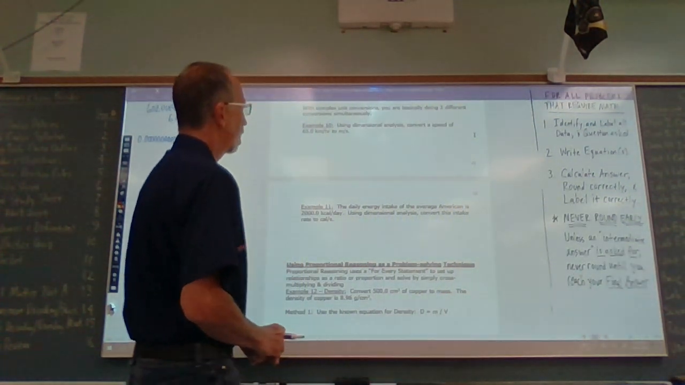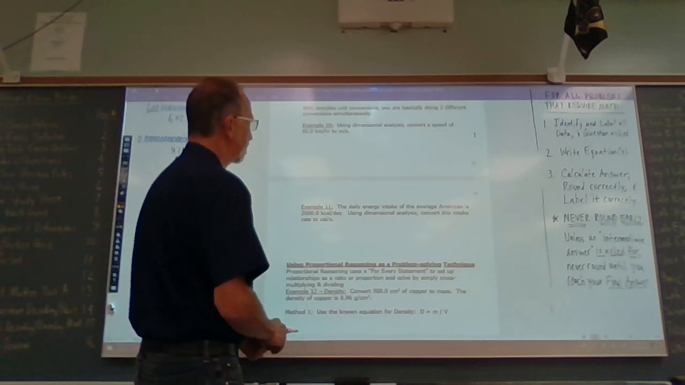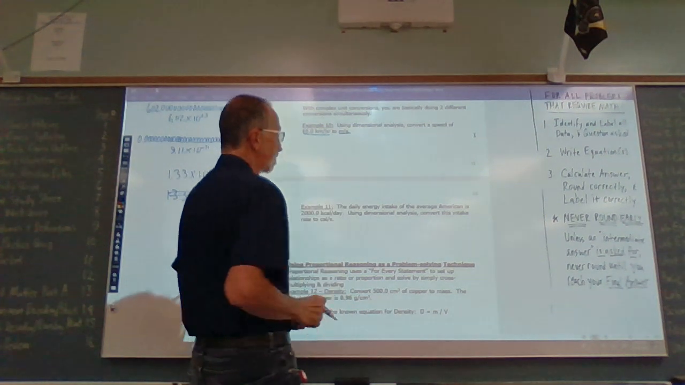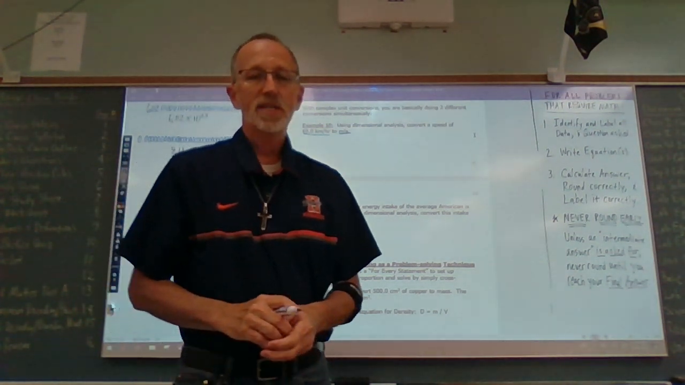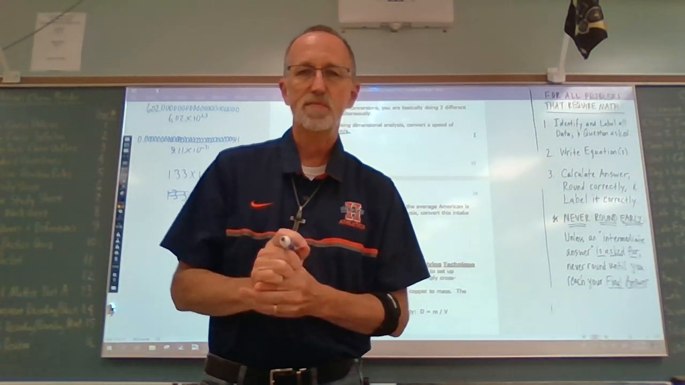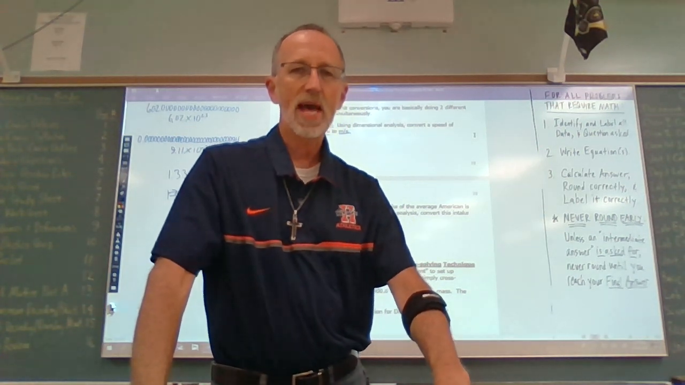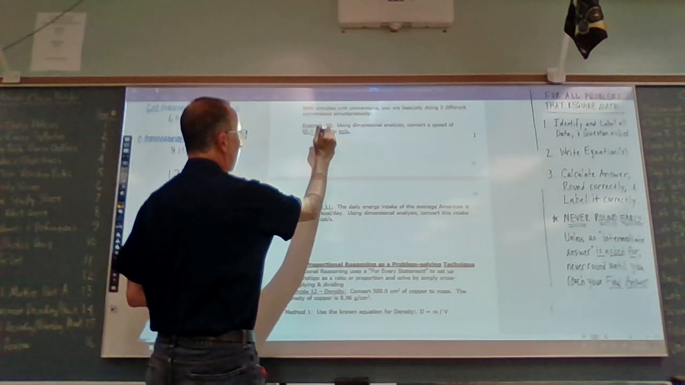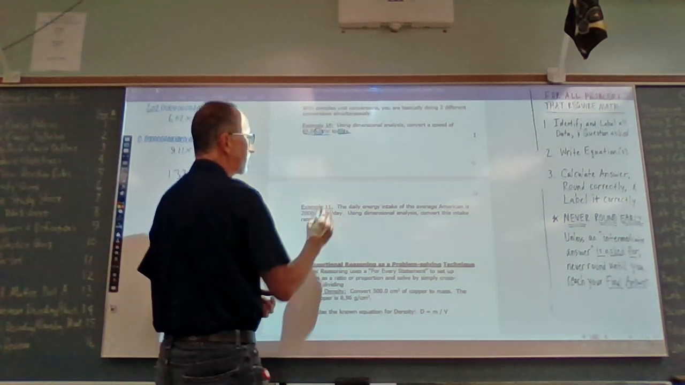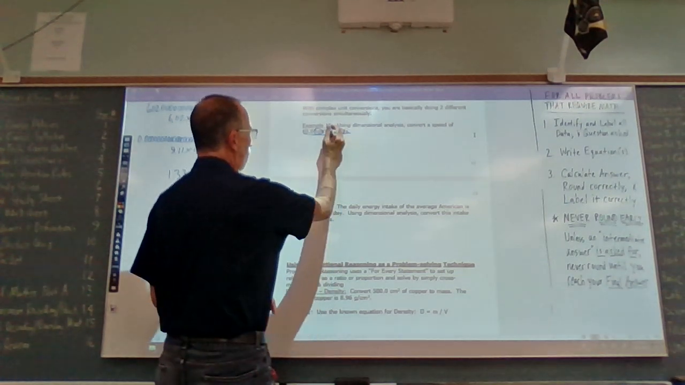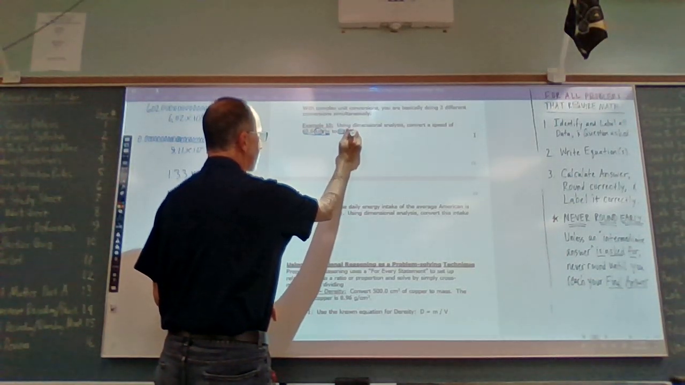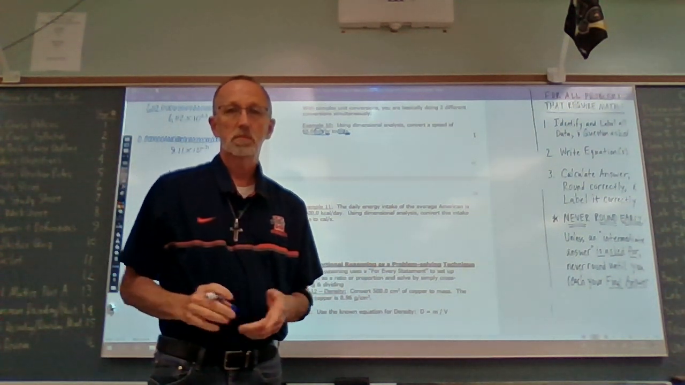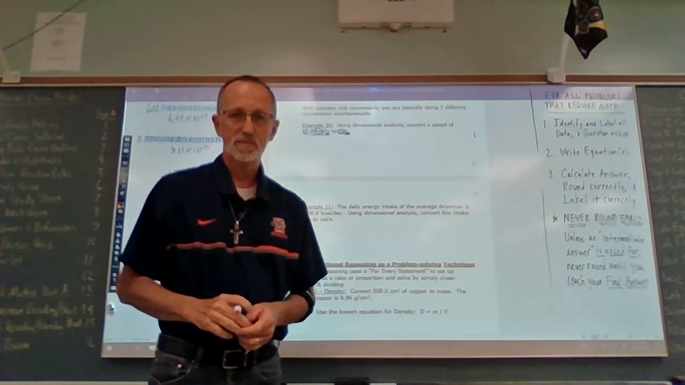All right. Using dimensional analysis, convert the speed of 65.0 kilometers per hour to meters per second. All right. We do these really the same as any other dimensional analysis conversion, only now we're dealing with 2 conversions at the same time. We want to go from kilometers to meters, and then we also want to go from hours to seconds. So 2 different conversions. Doesn't matter which order you do them in, as long as you get them both done.